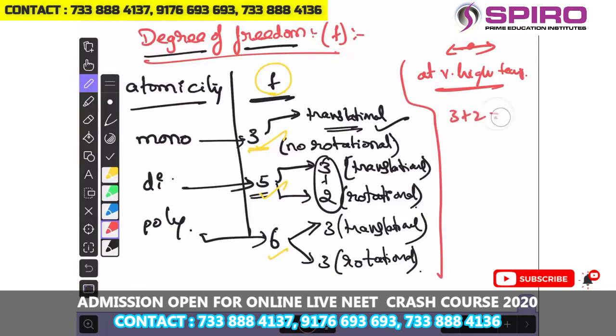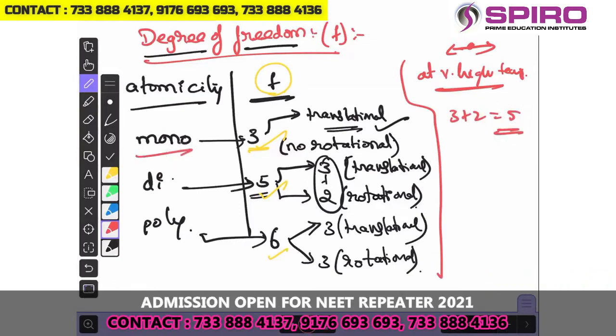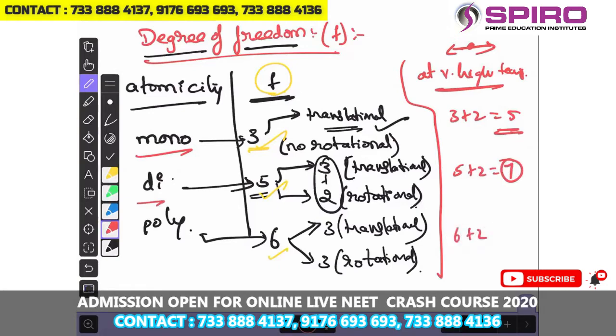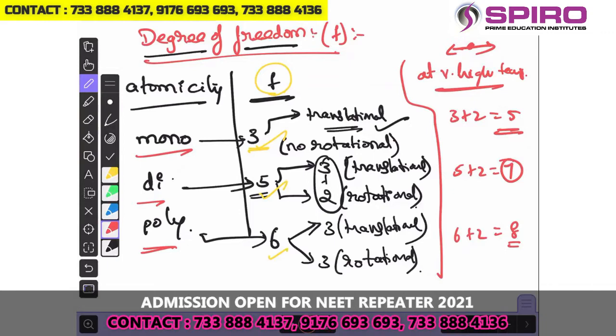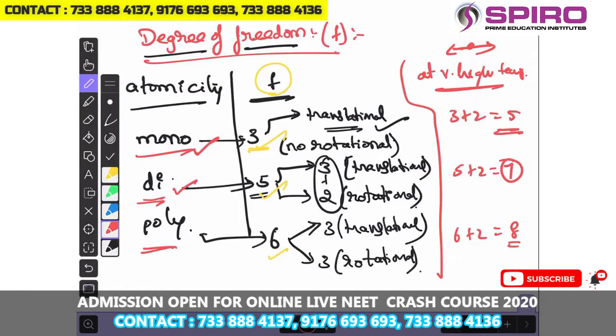3 plus 2 equal to 5 degrees are there for monoatomic gas, and 5 plus 2 equal to 7 degrees are there for diatomic gas, and 6 plus 2 is equal to 8 degrees are there for polyatomic gases. Okay. And diatomic, polyatomic means you can understand a molecule, one atom itself existing as a molecule is called monoatomic gas. Two atoms combinedly exist in nature, they are diatomic gases. If three or more than three atoms exist in nature, they are called polyatomic gases.